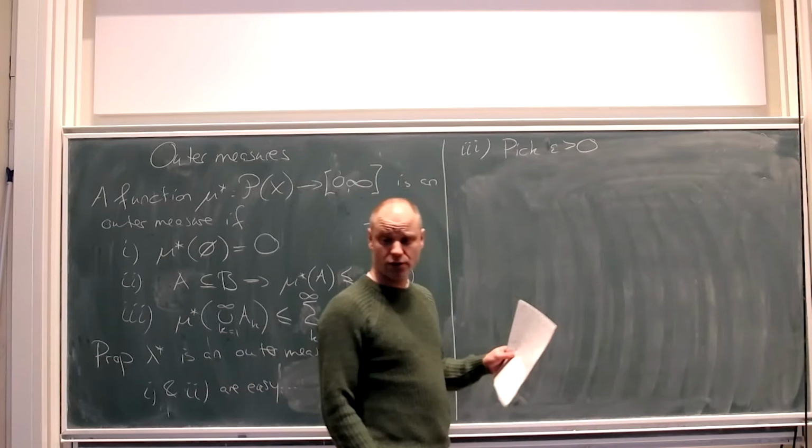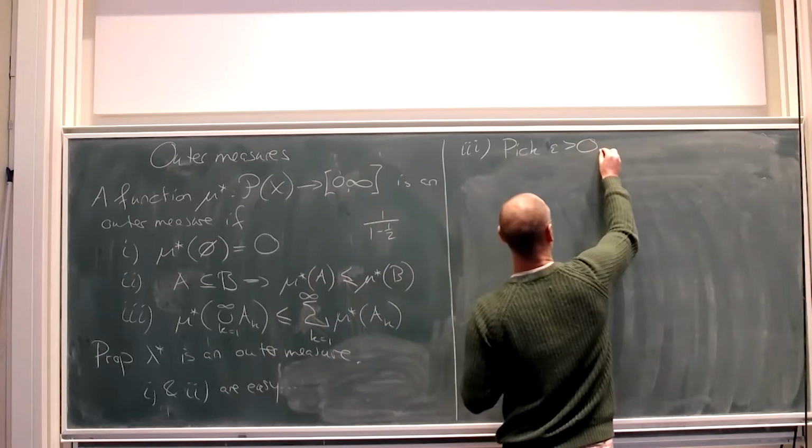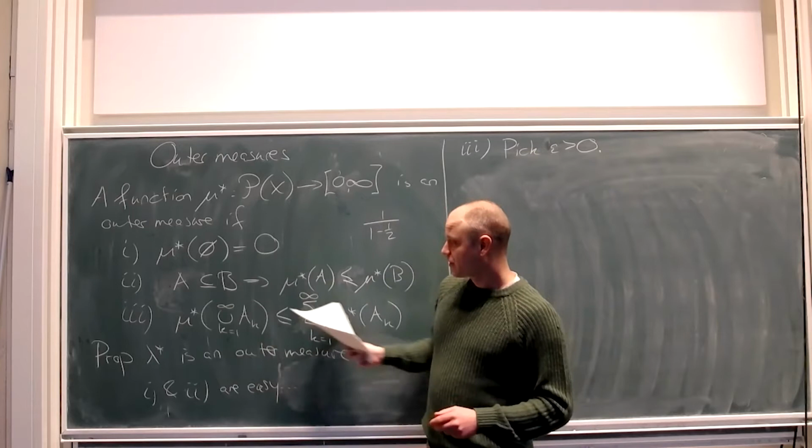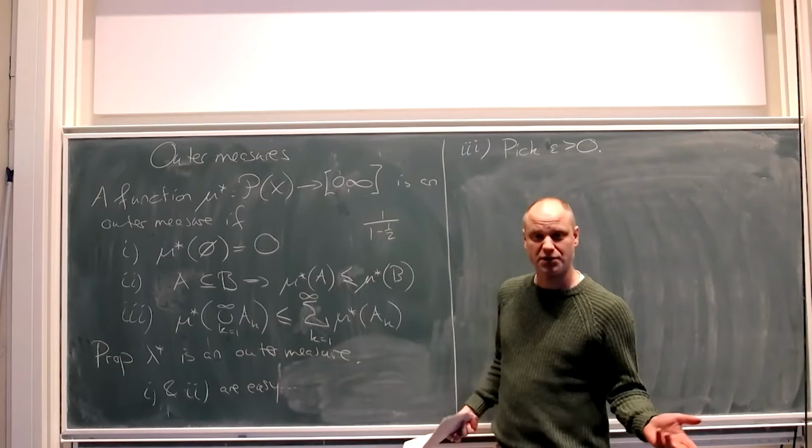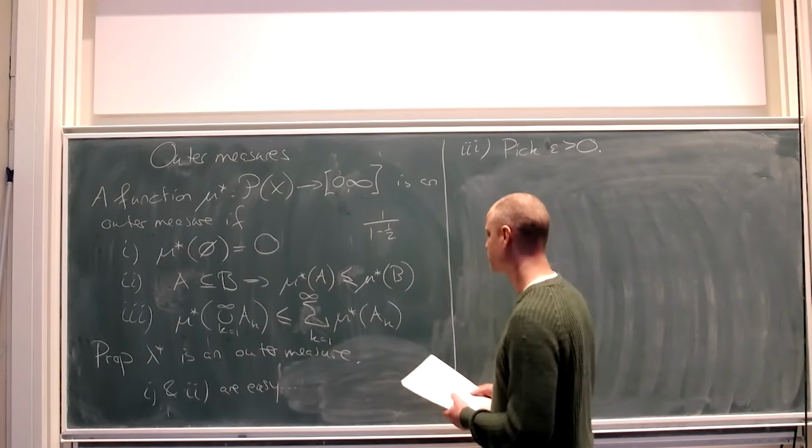Here we go again. Pick epsilon bigger than zero. So the way to prove an inequality going this way will be to show that this is less than this plus some epsilon. And then you say epsilon is arbitrary, boom, I can throw it away. That's a very common argument here in this course.